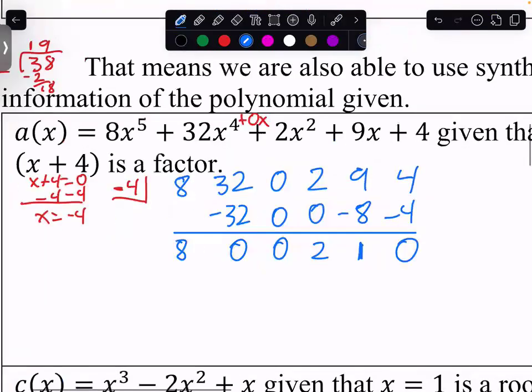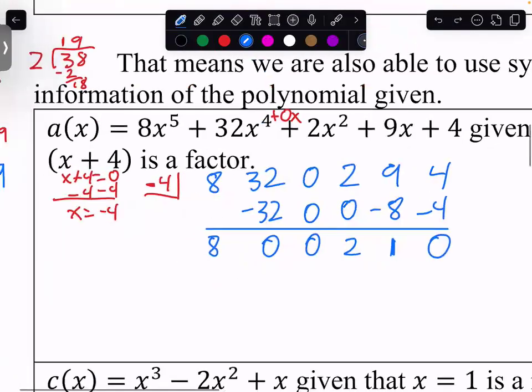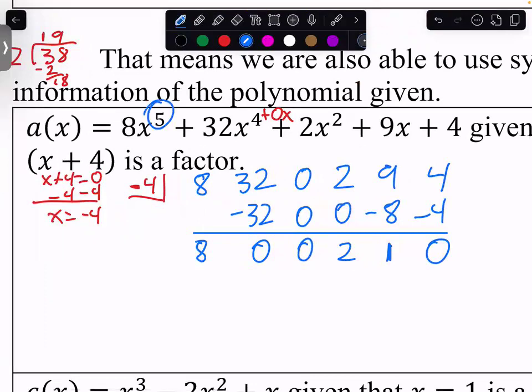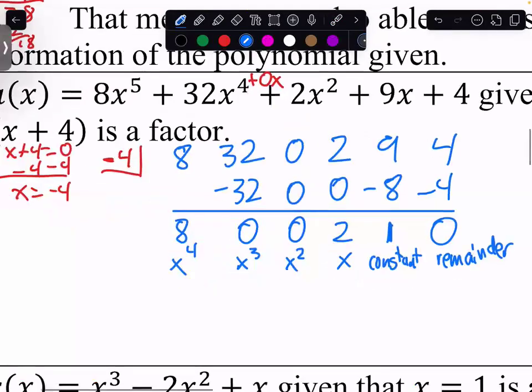Okay, so what we need to do here is we need to turn this bottom row back into a polynomial. Since we started with x to the 5th, when you divide it by x, you knock it down to x to the 4th. Okay, again, it always goes down by 1. Okay, and then from there, you get x to the 3rd, x to the 2nd, x, constant, and no remainder. Okay, so you got 8x to the 4th, no x cubed, no x squared. You have positive 2x, so plus 2x, and then positive 1 for a constant, so plus 1.